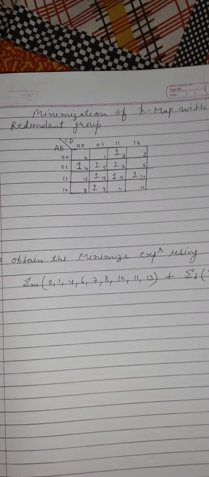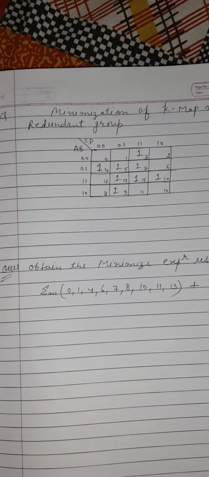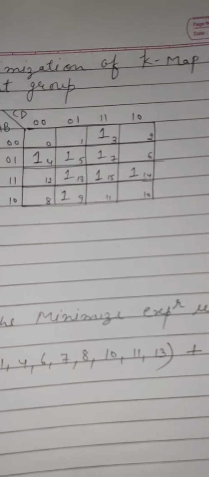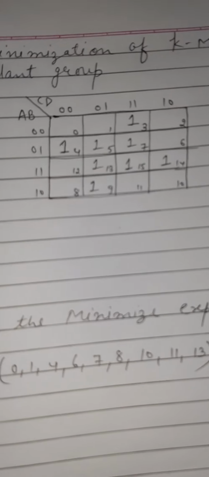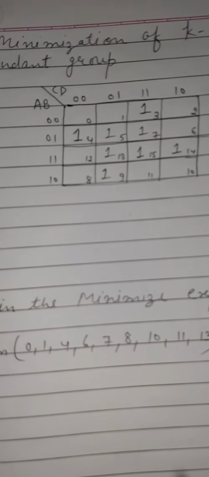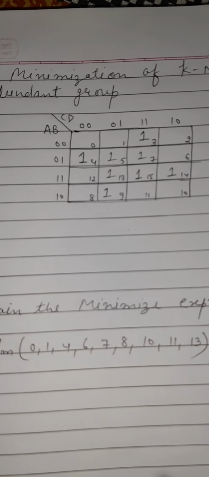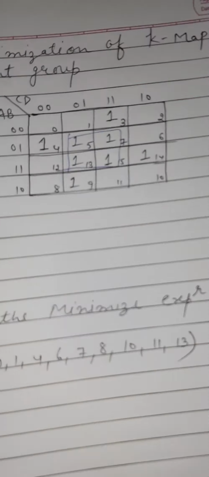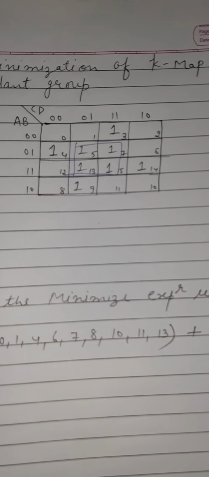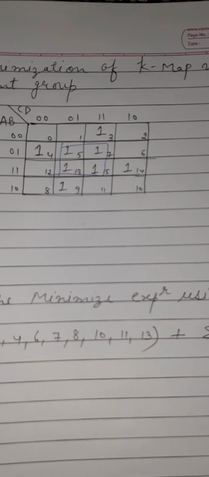Now here is another example for minimization of a K-map with a redundant group. What is a redundant group? Let's assume we have a K-map and ones are filled here like this. Then we will check how to make the largest possible group. The largest possible group is a quad, see here, this is a quad. Now no one should be left. Here are 4 ones.